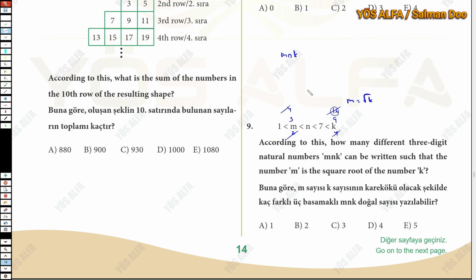So m is 3, that means n can be 4, 5, and 6 because all three of them are less than 7. So our possible m and k are 349 and 359 and 369. So there are 3 of them. So the answer is C.